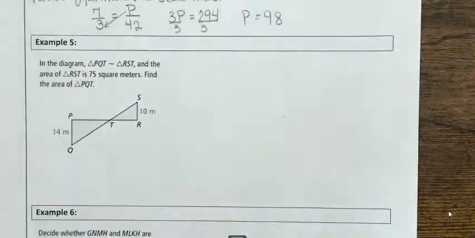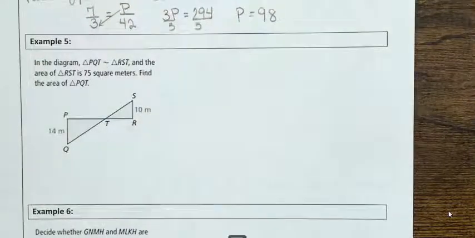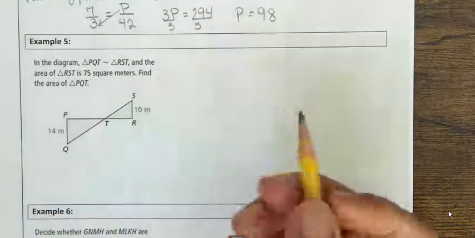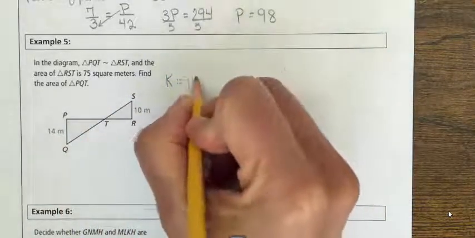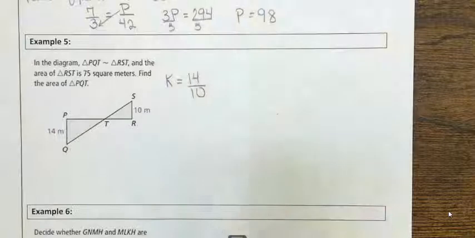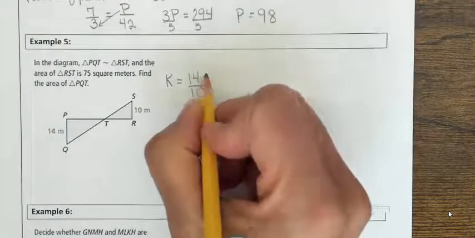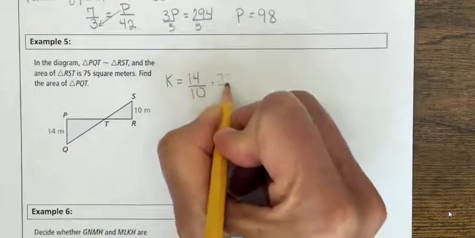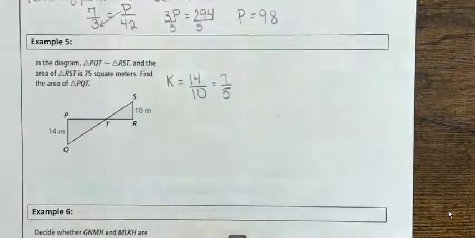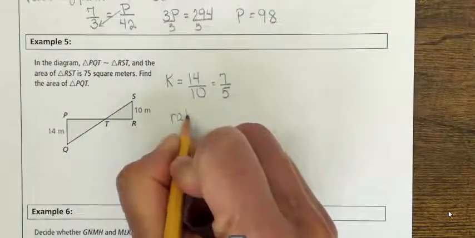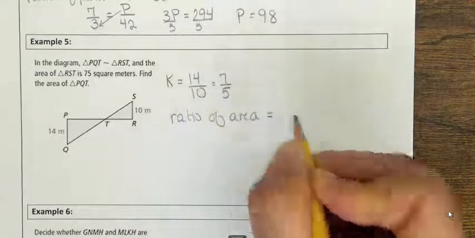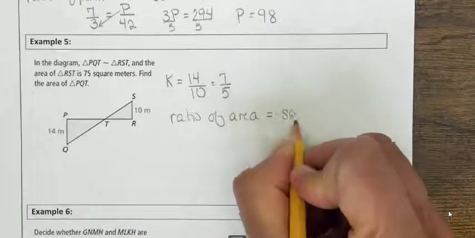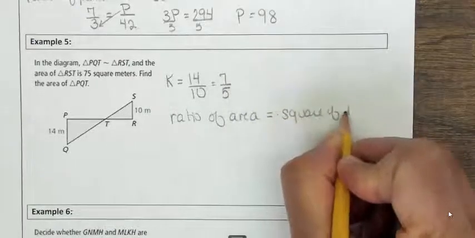So let's try and figure out what our scale factor is. I'll take the big one and put it over the small. So it's going to be 14 over 10. And I can reduce that. If I divide top and bottom by 2, I'll end up with 7 over 5. And remember, the ratio of the areas is equal to the square of the scale factor.